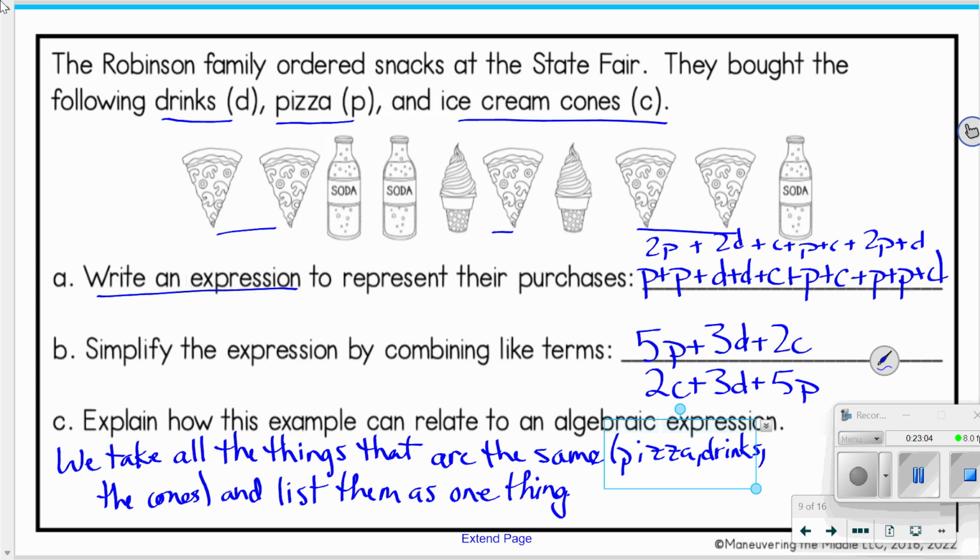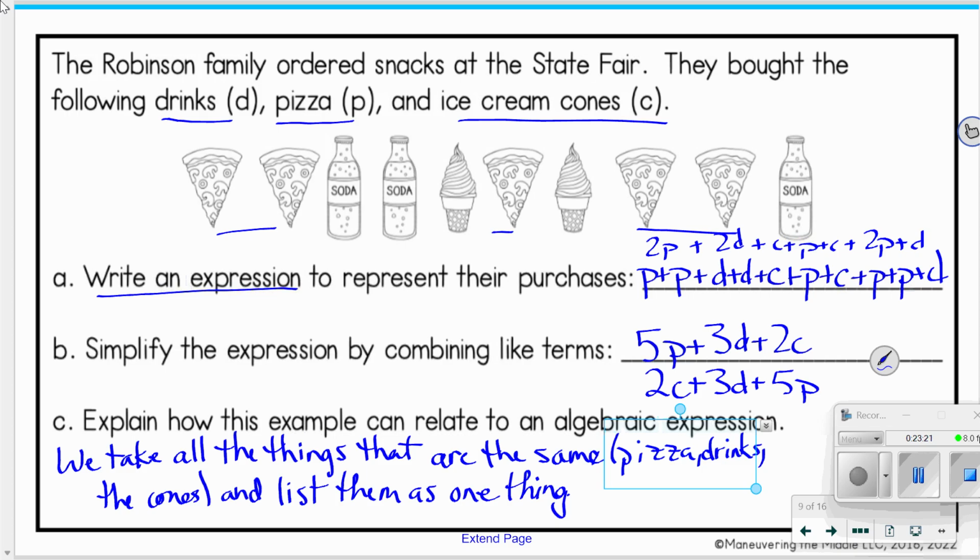That's really the biggest thing. All we're doing is everything that's the same. All the pizza gets put together as one piece. All the drinks get put together as one piece. All the cones get put together as one piece. Does that make sense for you? Does that help you understand what we're doing when we're combining like terms?